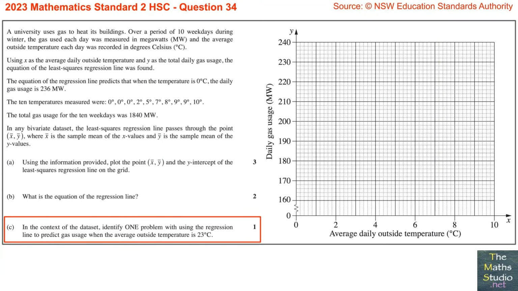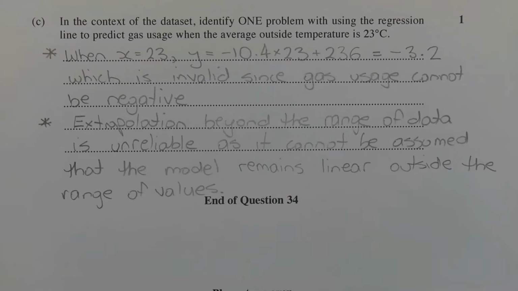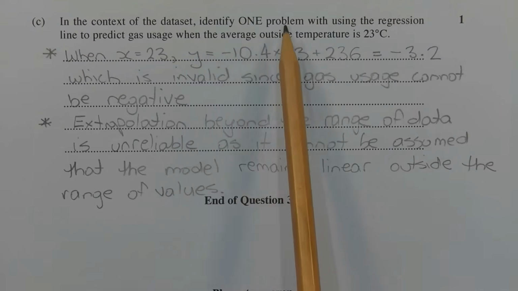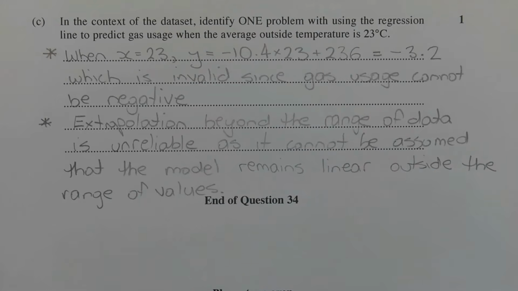Part C. In the context of the dataset, identify one problem with using the regression line to predict gas usage when the average outside temperature is 23 degrees Celsius. The question is asking us to identify one problem or issue using the regression line to predict gas usage. In this sample solution, I've given 2 problems or 2 issues that I've identified. There may be others, but I'm going to go through these 2 issues one at a time.